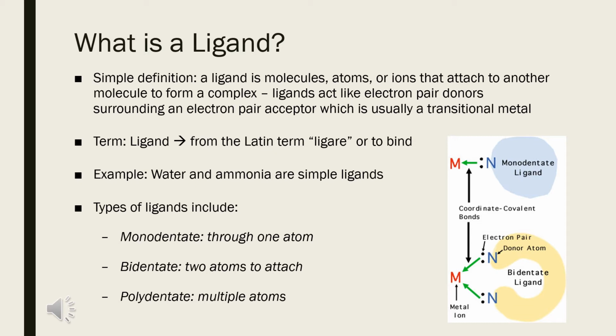The term ligand itself comes from the Latin term ligare, which means to bind. An example of a ligand is water or ammonia. Those are both simple ligands. And then within that, types of ligands include monodentate, which means it's through one atom, bidentate, which is two atoms to attach, and then polydentate, which we'll be discussing more, is through multiple atoms.